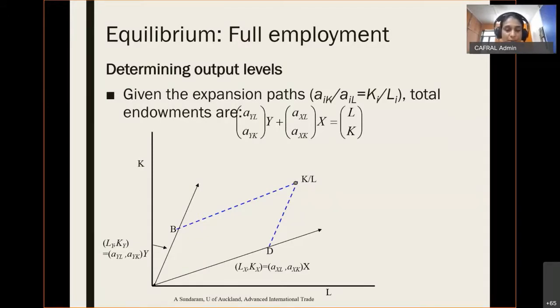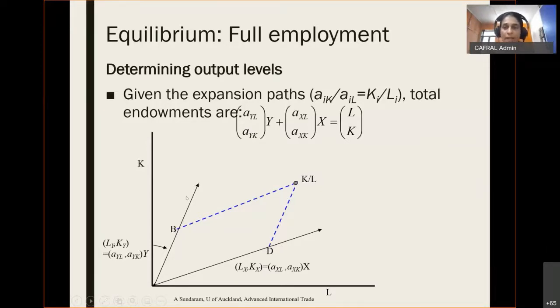And to do that, what we're going to do is simply draw a parallelogram. So I'm going to join this point B to the point K over L, to the endowment point, and I'm going to join the endowment point to the point D. And I do that by drawing a line here parallel to the expansion path for X, and I draw a line there parallel to the expansion path for Y.